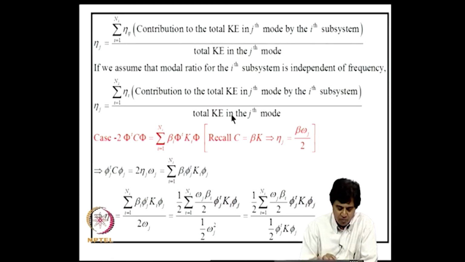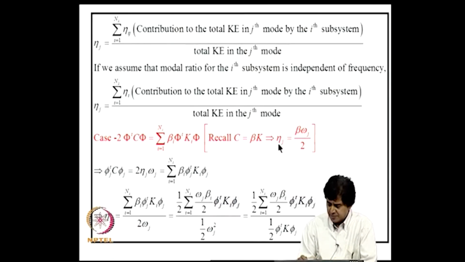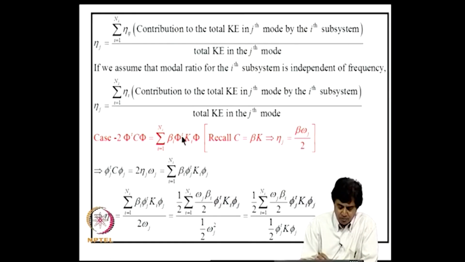Now, a similar argument can be extended if I take alpha as 0 and write the damping matrix in terms of only the stiffness matrix. So, again if you recall, if the damping matrix in Rayleigh's model is proportional to stiffness, the jth damping ratio is beta omega j by 2. Okay, let us go through this calculation.